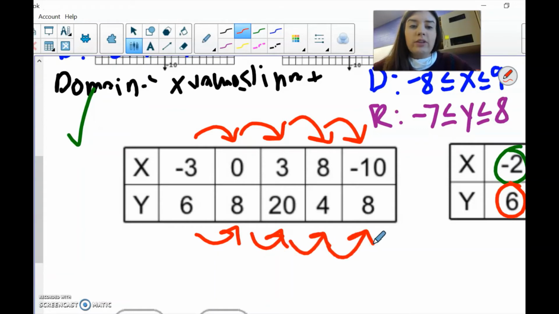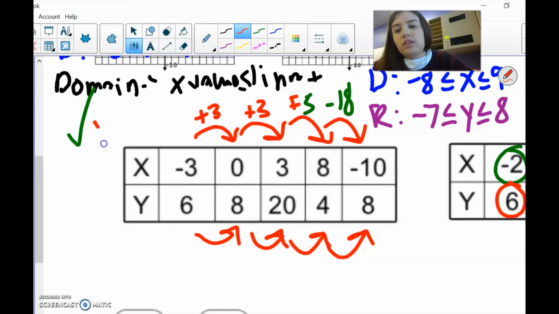So for the x values, we always add 3. We add 3. Okay, now from 3 to 8, how many do we add? We actually add 5. And from 8 to -10, we actually subtract, how many is that? -18. Okay, so we can already tell that this is not a linear function because this rate of change is different. So this is not a linear function.